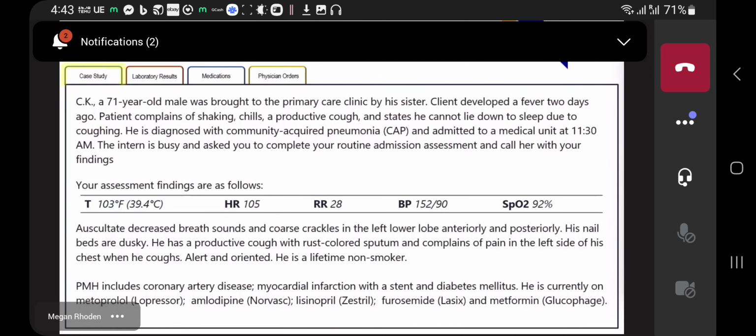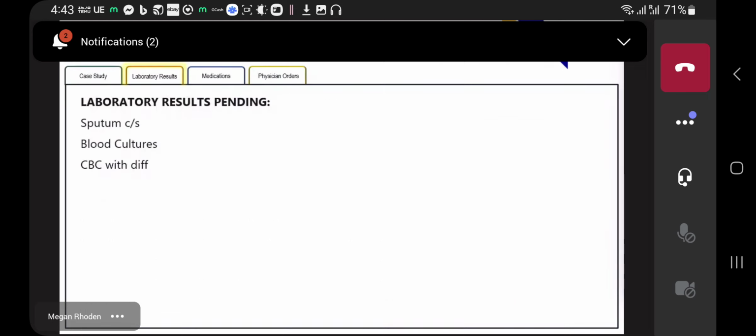The past medical history, which is that PMH, includes coronary artery disease, myocardial infarction with a stent, and diabetes mellitus. He is currently on metoprolol, which is also known as Lopressor, amlodipine, which is Norvasc, lisinopril, which is Zestril, furosemide, which is Lasix, and metformin, which is Glucophage. So moving right along to the laboratory results. We sent in a sputum culture, a blood culture, and a CBC with diff, all of which are pending.